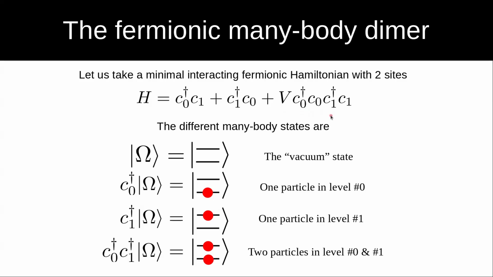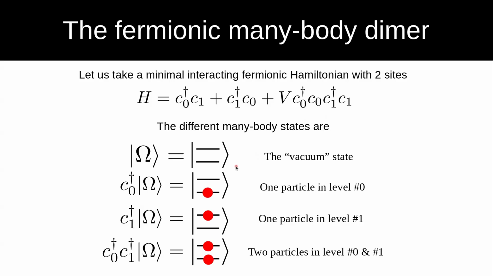One way of solving this fermionic quantum many-body Hamiltonian is taking a basis for the quantum many-body space and writing the Hamiltonian in that basis. And in particular, if we only have two sites, the basis that we would have has 4 different states.